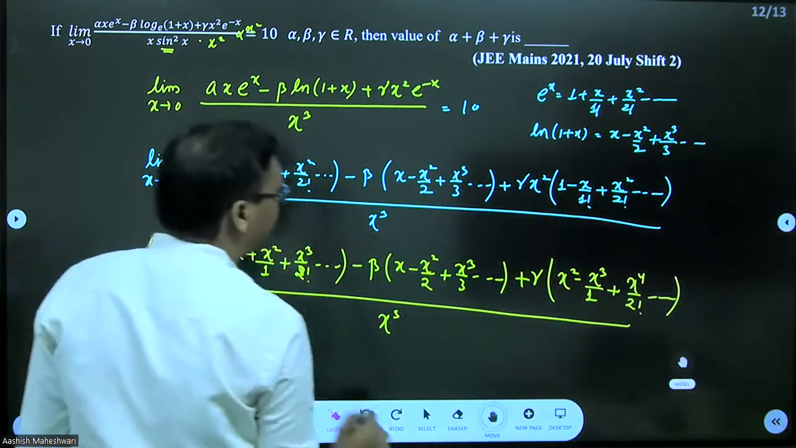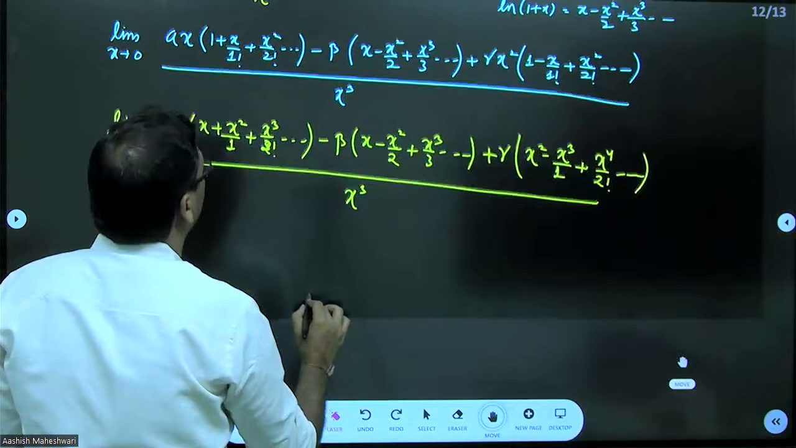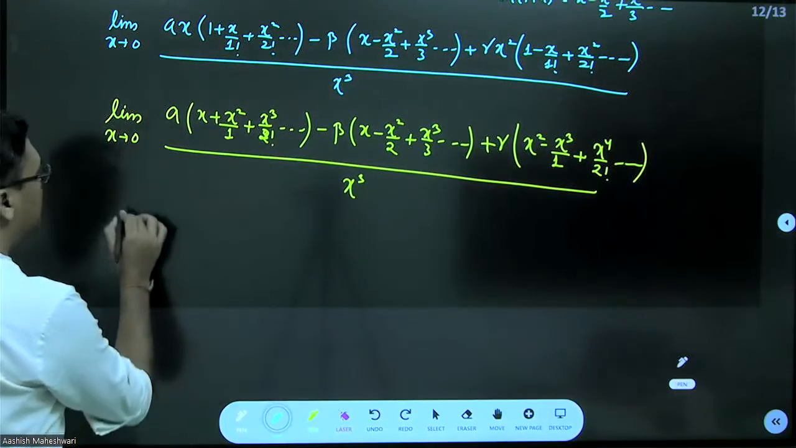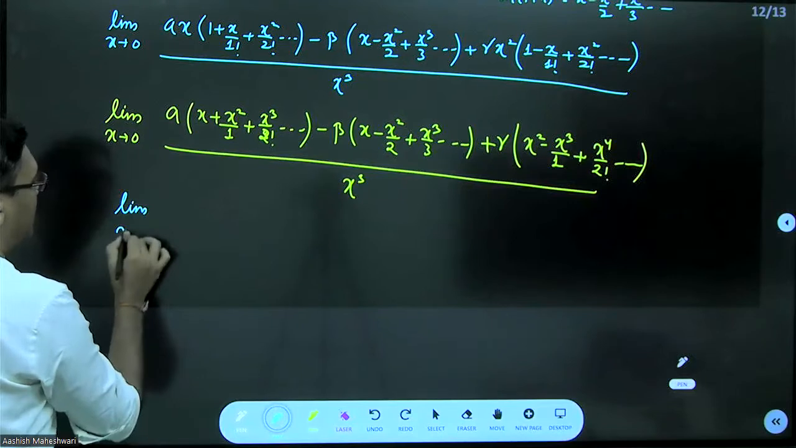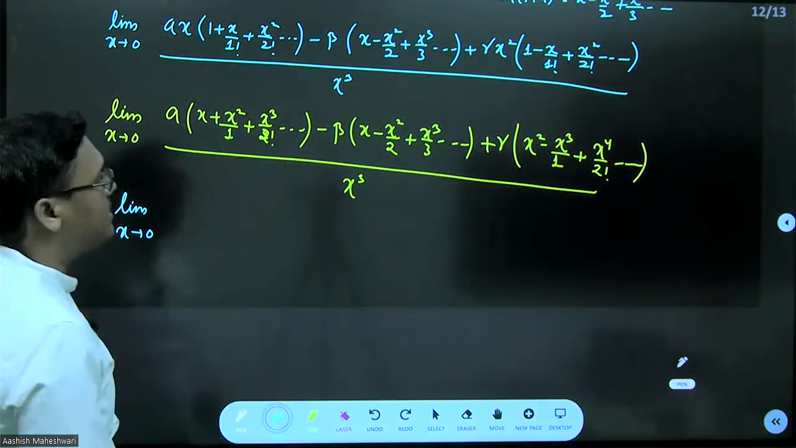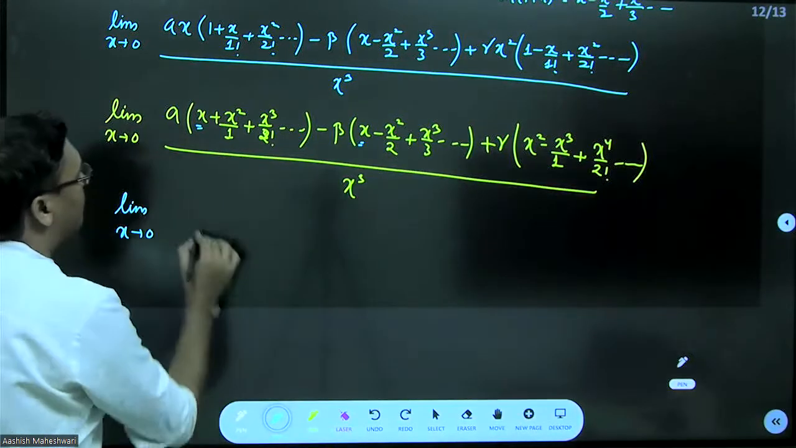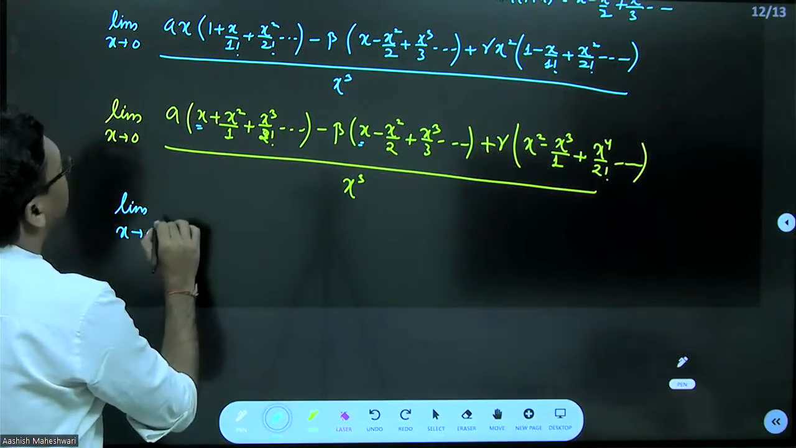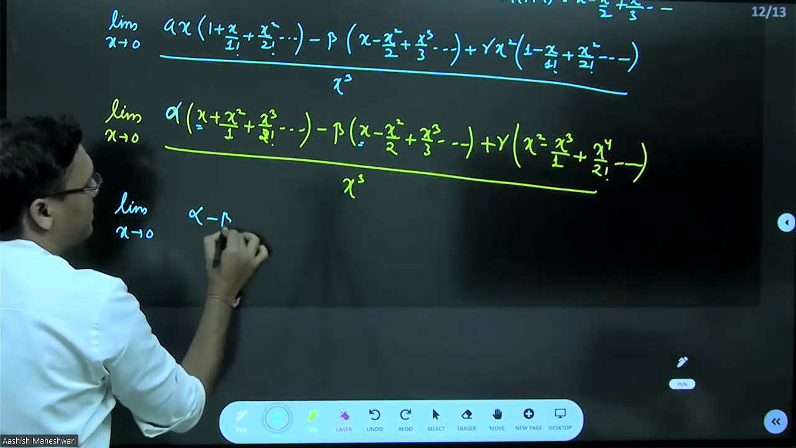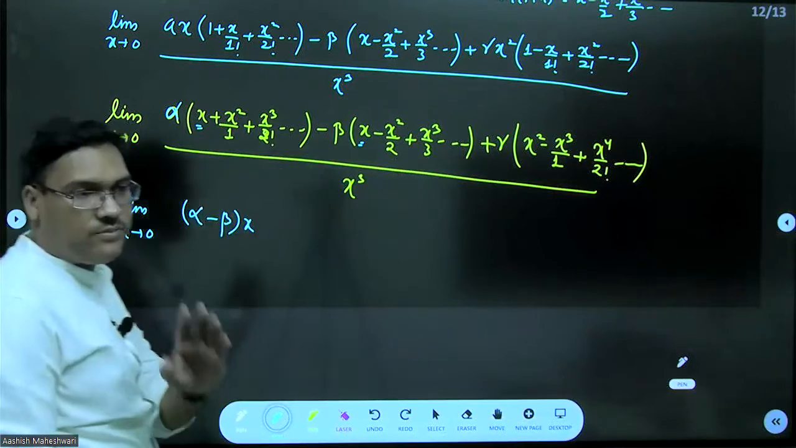Okay. Now see, we have just put the expansion here. This is limit x approaches 0, and now I am combining the terms. If I combine the terms of x here, you can see here we have x here, we have x here. So this is alpha minus beta x, combining the terms of x.